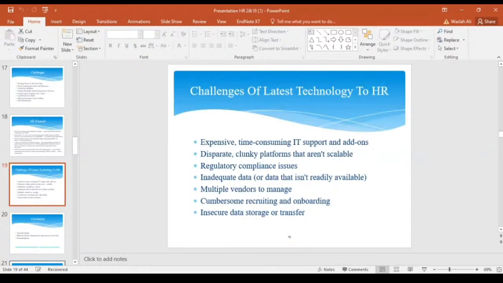Cumbersome recruiting and onboarding. Insecure data storage or transfer. The data which we are working on is insecure nowadays. It might get hacked or somebody can steal it easily. A transfer of data is not secure. Next slide.